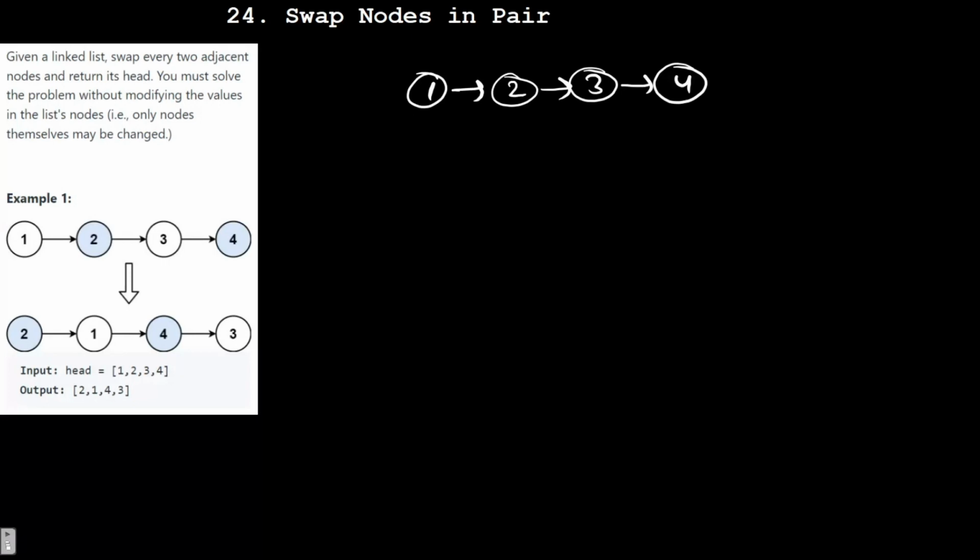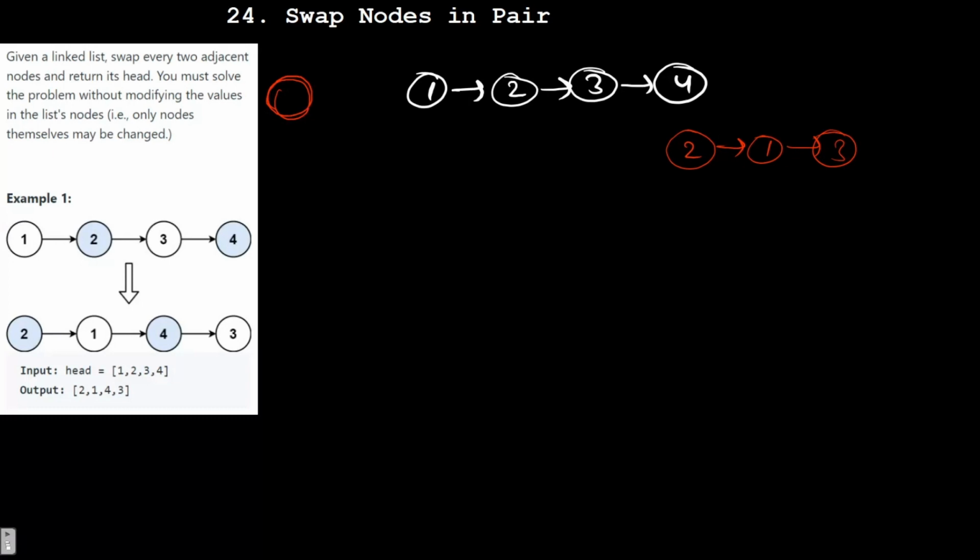First, what we want is that our 2 should be at the beginning and 2 should be pointing to 1. So this is what we want. 2 should be at the beginning and 2 should be pointing to 1, and 1 should be pointing to 3. For that we will take the help of a dummy node. So this is our dummy node that we will be creating.